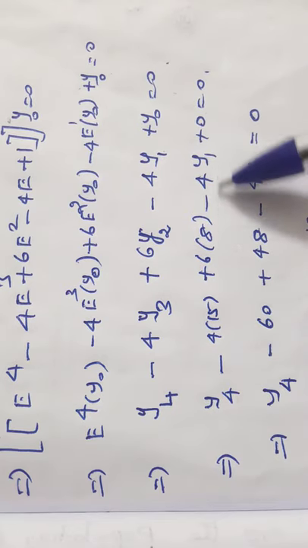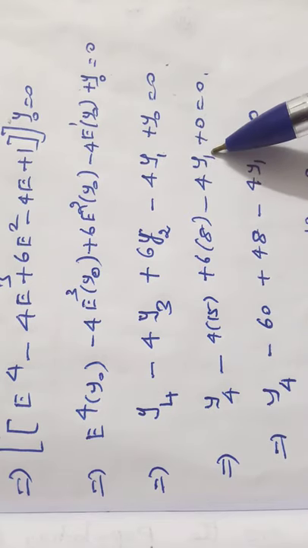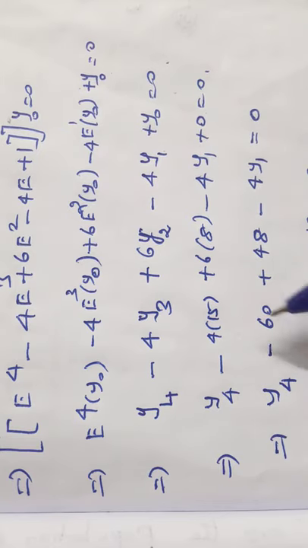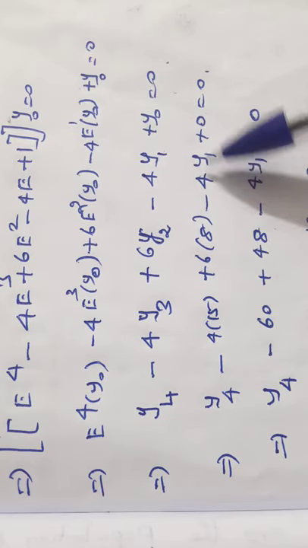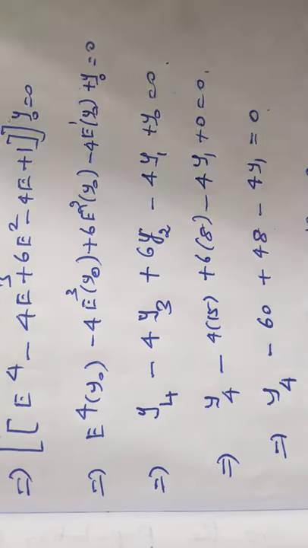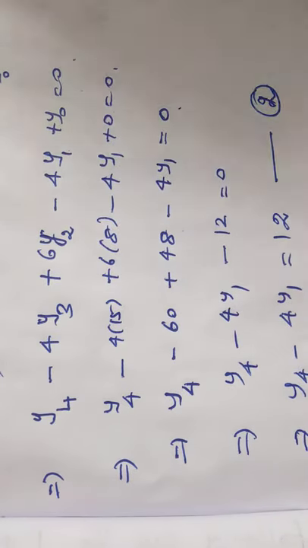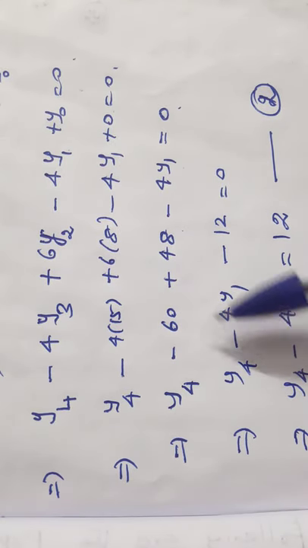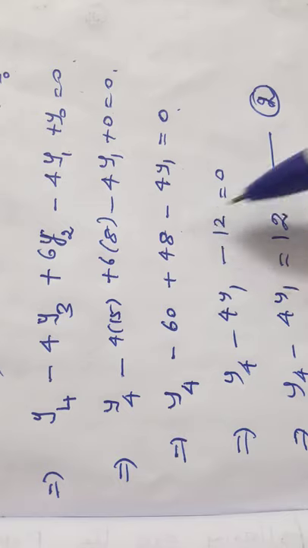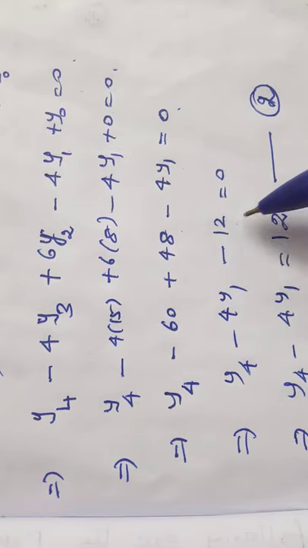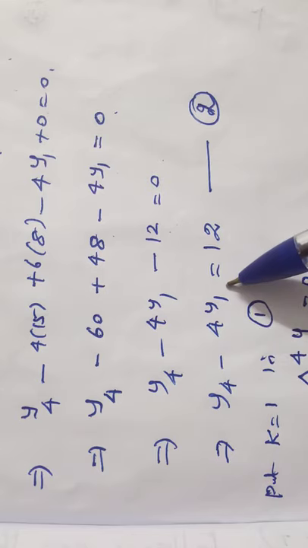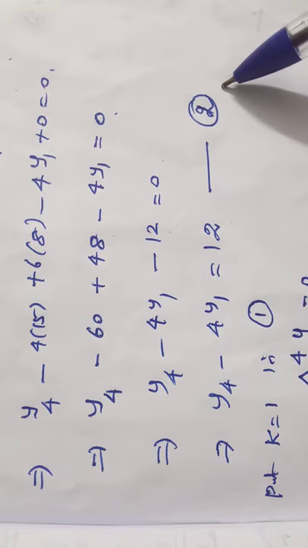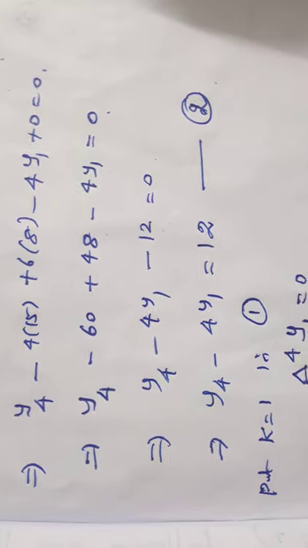So y4 and y1 are unknown quantities. So y4, 4 into 15 is 60, minus 60, plus 6 into 8 is 48, minus 4 y1 equal to 0. So y4, minus 60 plus 48 is minus 12, minus 4 y1 equal to 0. So y4 minus 4 y1 equal to 12, which is equation number 2.